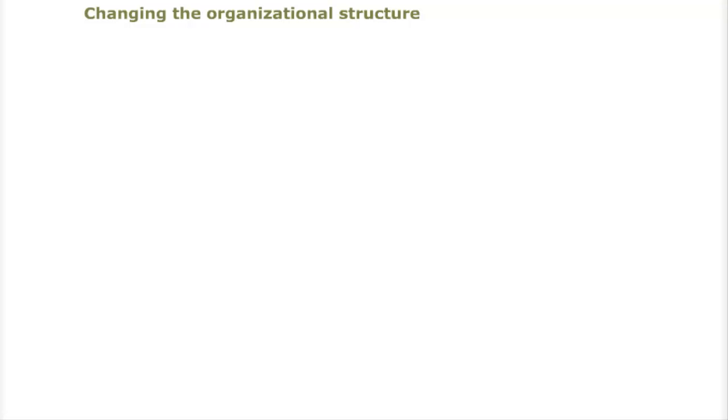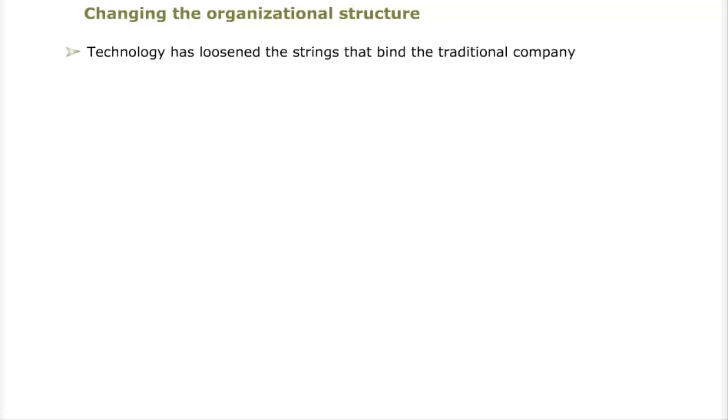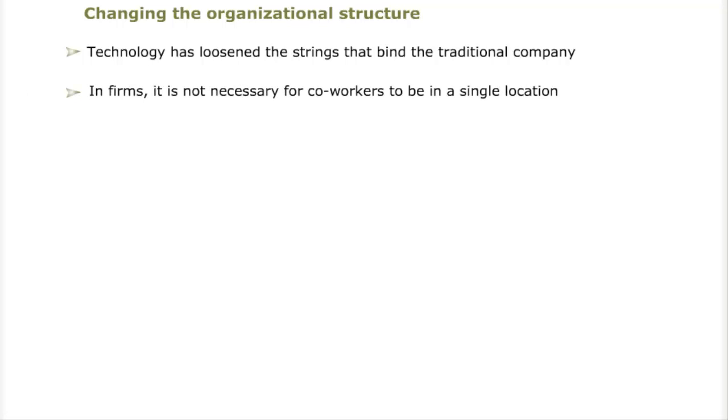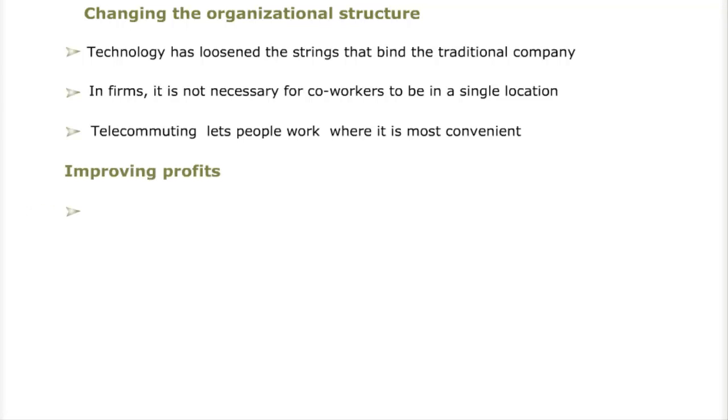Changing the organizational structure. Communication technology has loosened the strings that bind the traditional company together. In many firms, it is no longer necessary for co-workers or even entire departments to be in a single location. Telecommuting lets people work where it is more convenient for them, whether at home, in a suburban satellite office, or on the road.